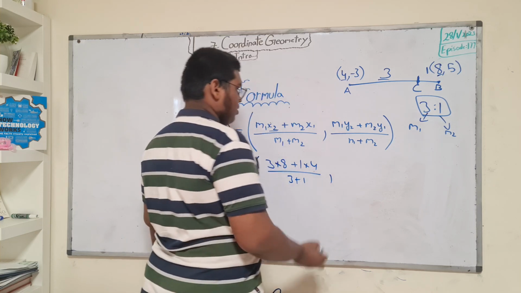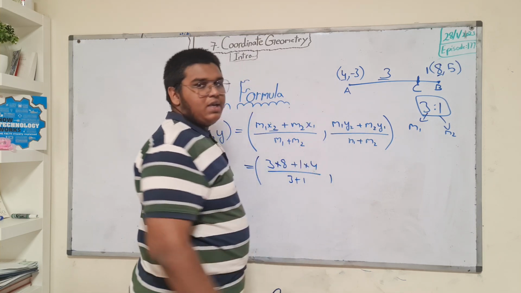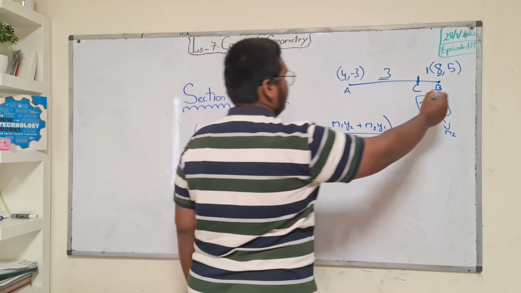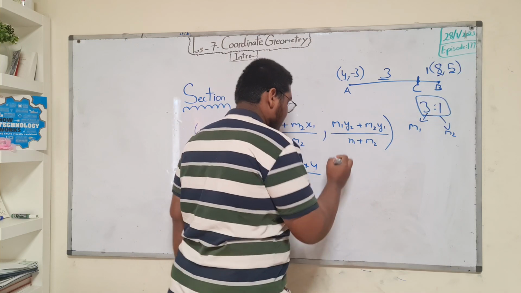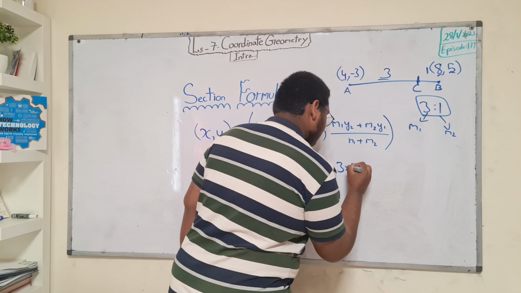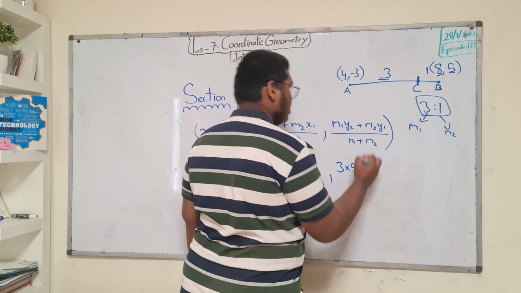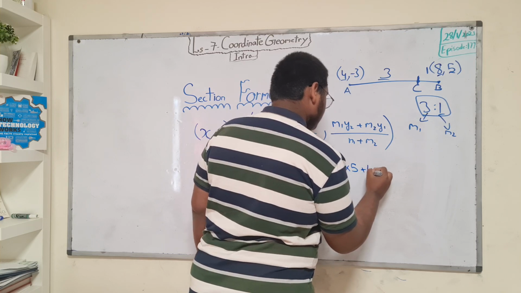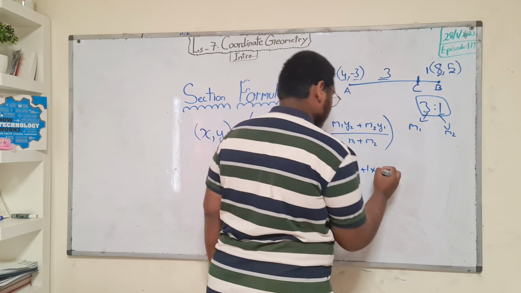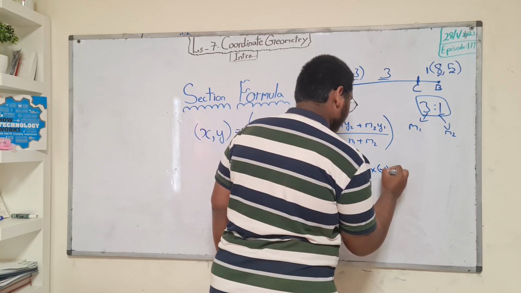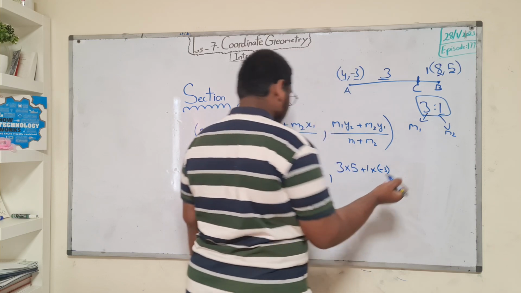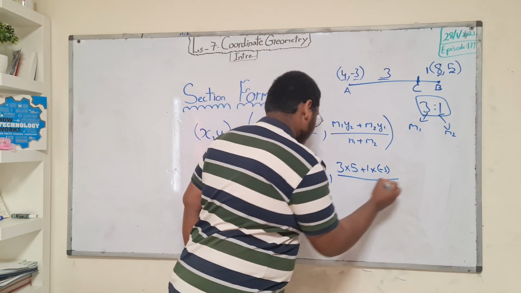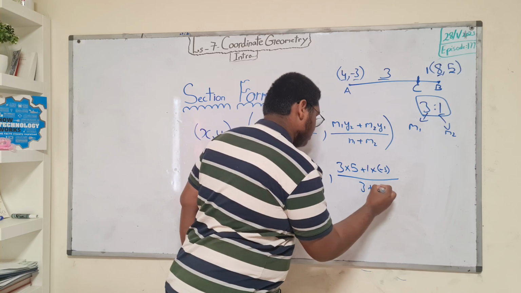Then we will go for the y coordinates. Now over here y2 is 5, so we will take it as 3 into 5, then plus m2. What is m2? 1, so 1 into y1, which is minus 3. Minus 3, we will put in a small bracket. Now here we will have 3 plus 1 as it is.